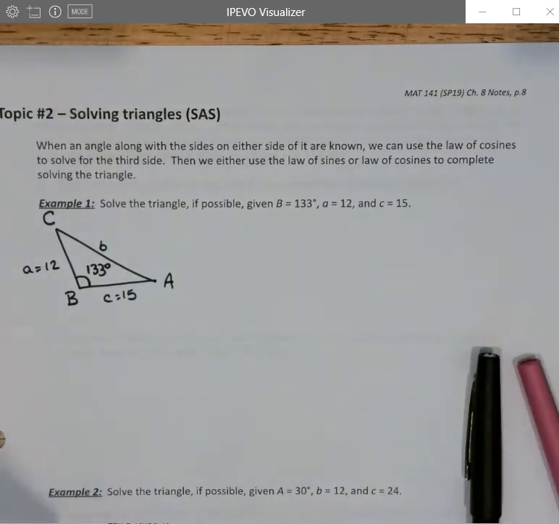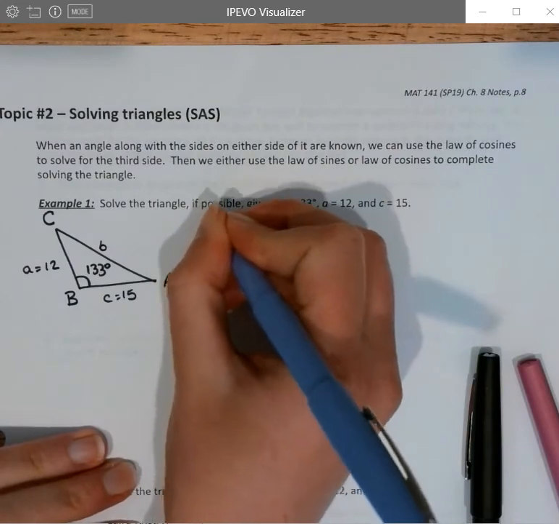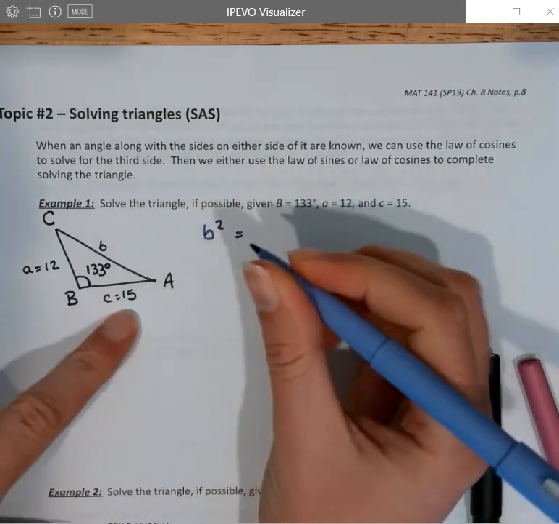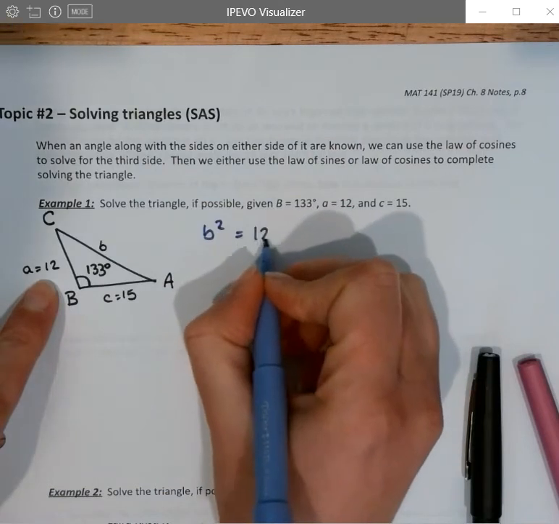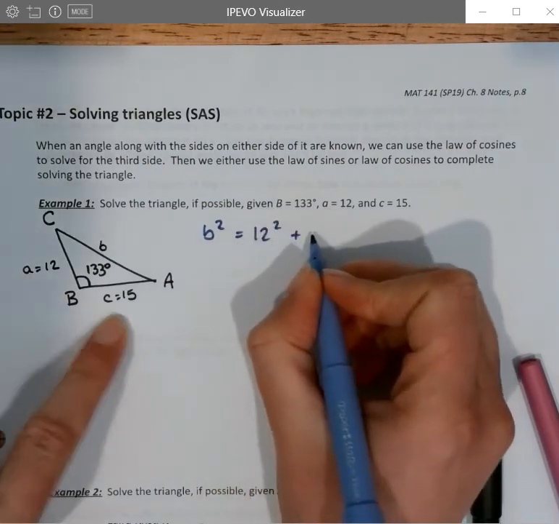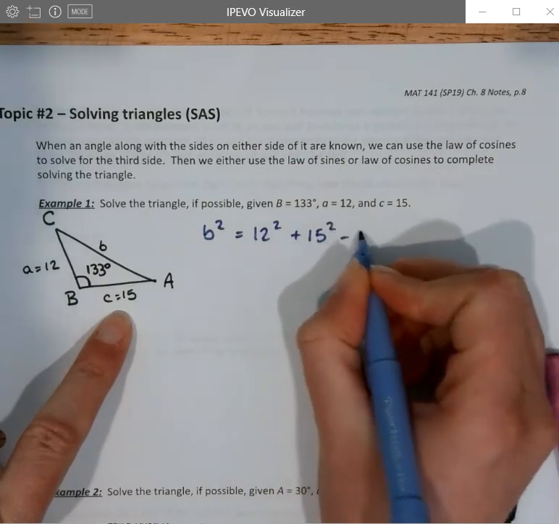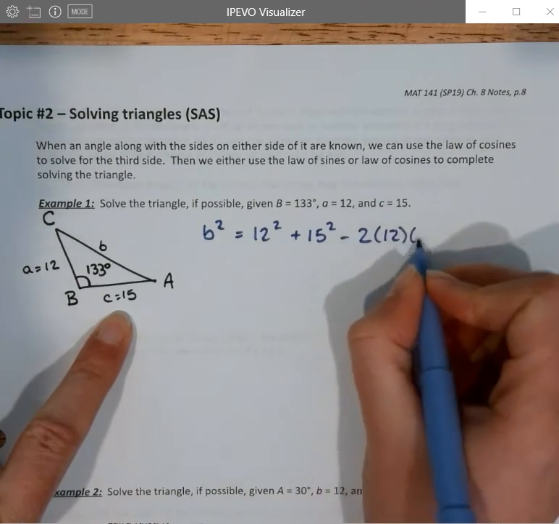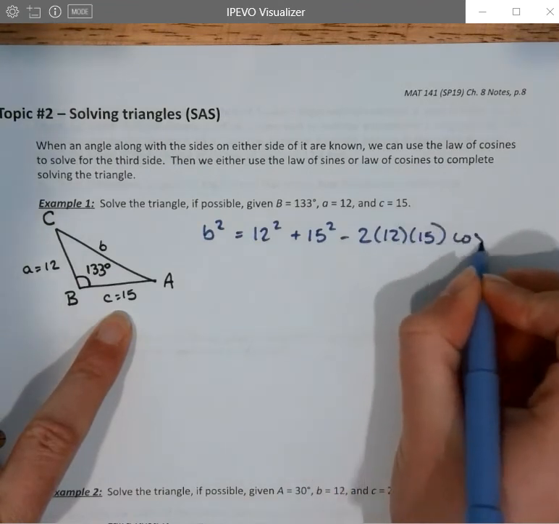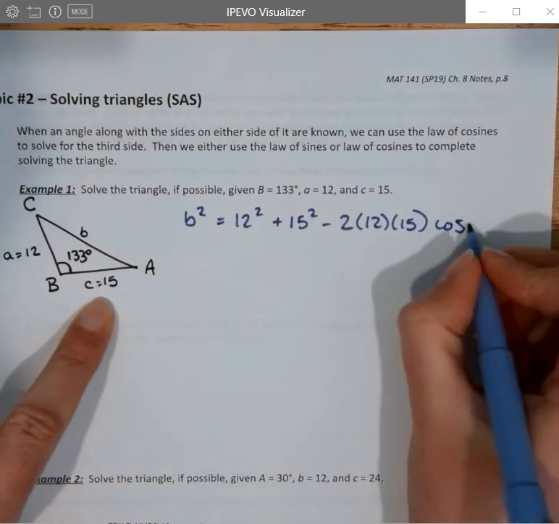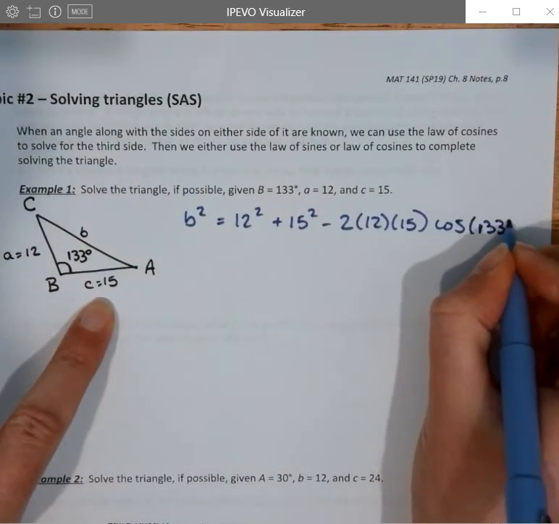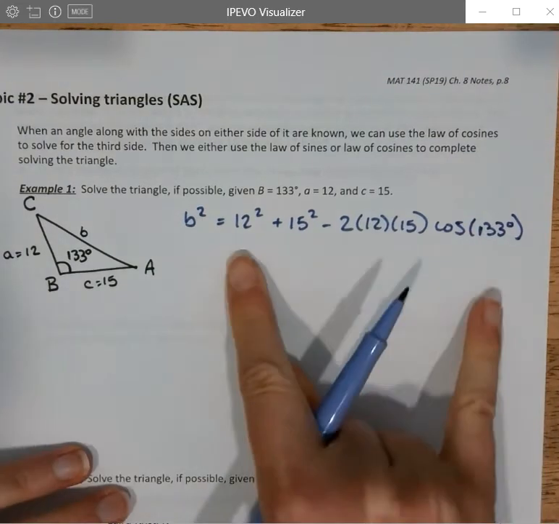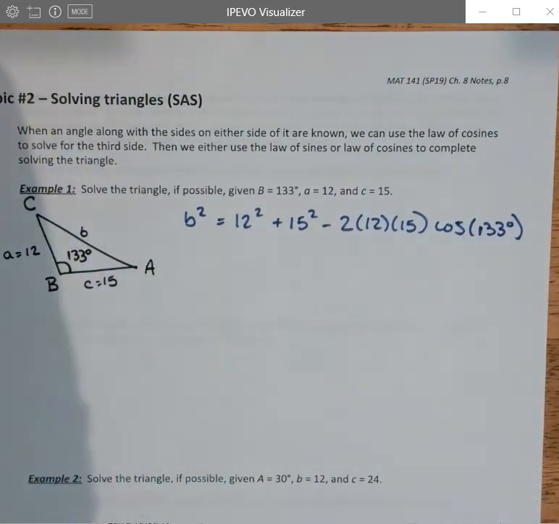Okay, so let's get our law of cosines started. We're looking for side b, so we know that b squared is going to be a squared, so 12 squared, plus c squared, 15 squared, minus 2 times a times c, so 2 times 12 times 15, times the cosine of angle B, which is 133 degrees. Now, all of this is just a number, so if I have my calculator or Desmos in degree mode, I can just type this in.